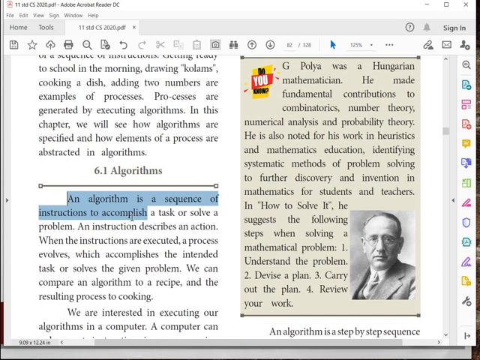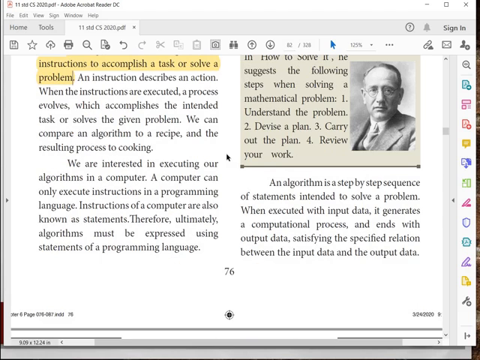An algorithm is a sequence of instructions to accomplish a task or solve a problem. So this is a statement for what is an algorithm. There are many definitions for algorithm, and also it's a 2-mark question: what is an algorithm? An instruction describes an action or an event. When the instructions are executed, a process evolves. That means if there are 2 to 3 steps, those steps are said to be the instructions. If we execute 4 or 5 instructions, a particular process is accomplished.